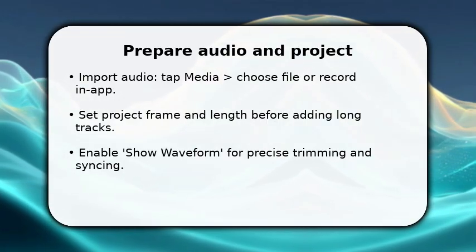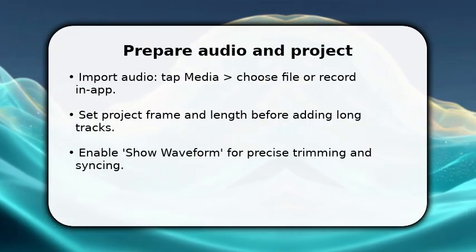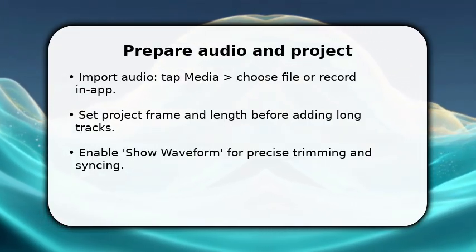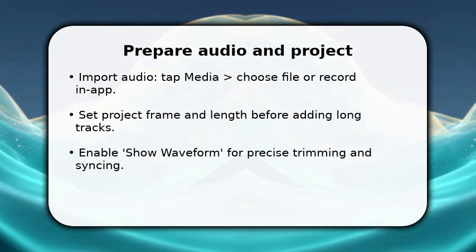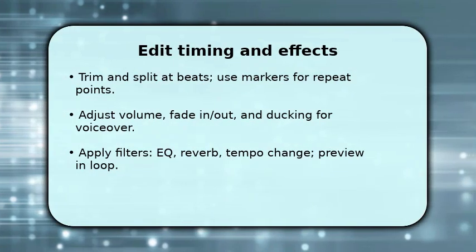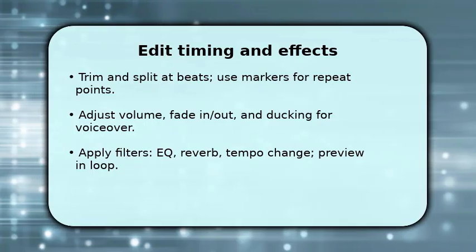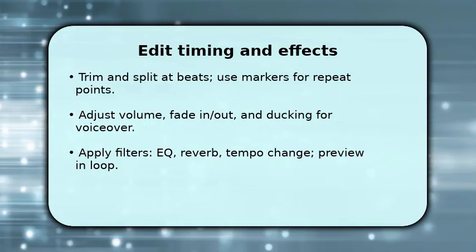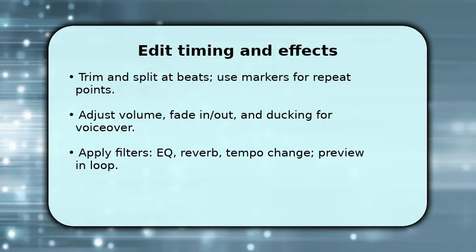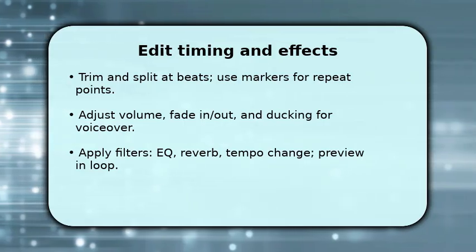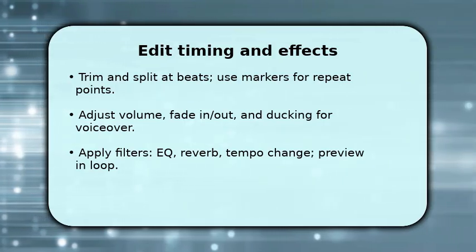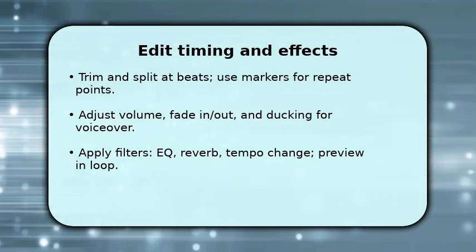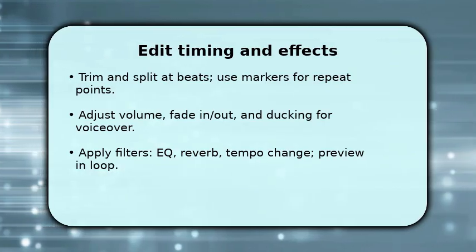If you have multiple clips, label or color them so you can spot the primary music track quickly and keep editing focused. You now refine timing and shape the sound. Split at beats and add markers to anchor loops or transitions. Once done, use precise trimming to remove silence. Adjust volume clips and add fade-ins or fade-outs so transitions feel natural, and use ducking when voiceover appears.